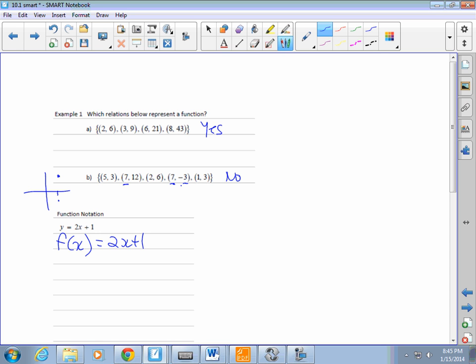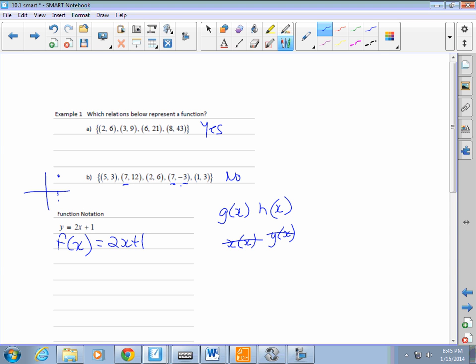I used f(x), but you can use, like I said, any letter. It could be g of x, you could use h(x), you could use whatever letter you want. You just wouldn't want to use an x(x), that's kind of confusing, or a y(x) can get confusing too. Our most common ones that you're going to see are going to be f, g, and h.